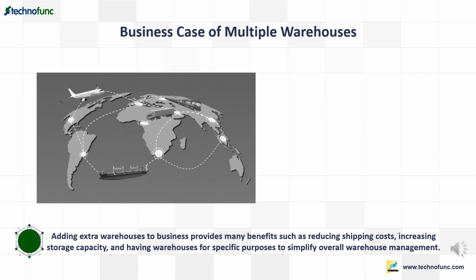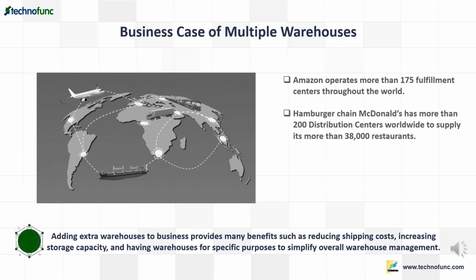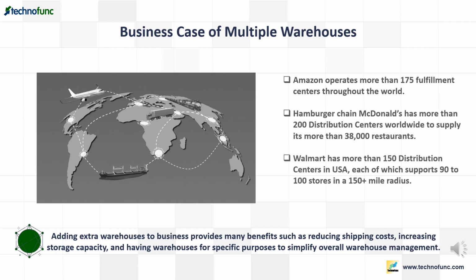Some examples of multiple warehouses. E-commerce company Amazon operates more than 175 fulfillment centers throughout the world. Hamburger chain McDonald's has more than 200 distribution centers worldwide to supply its more than 38,000 restaurants. Walmart has more than 150 distribution centers in the USA, each of which supports 90 to 100 stores in a 150-plus mile radius.